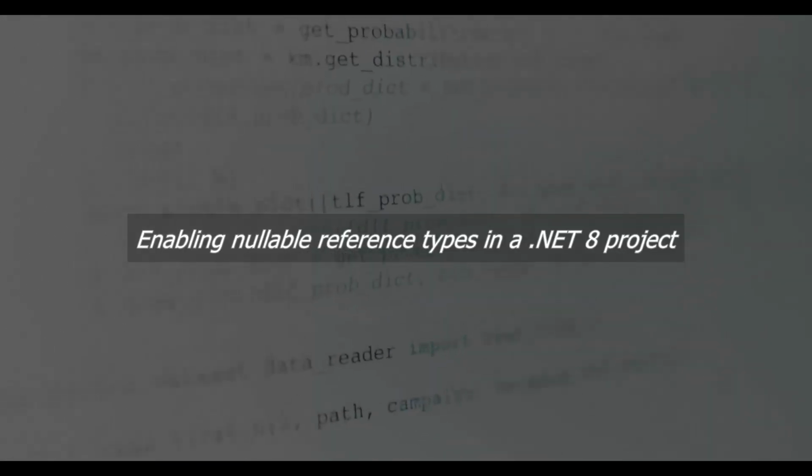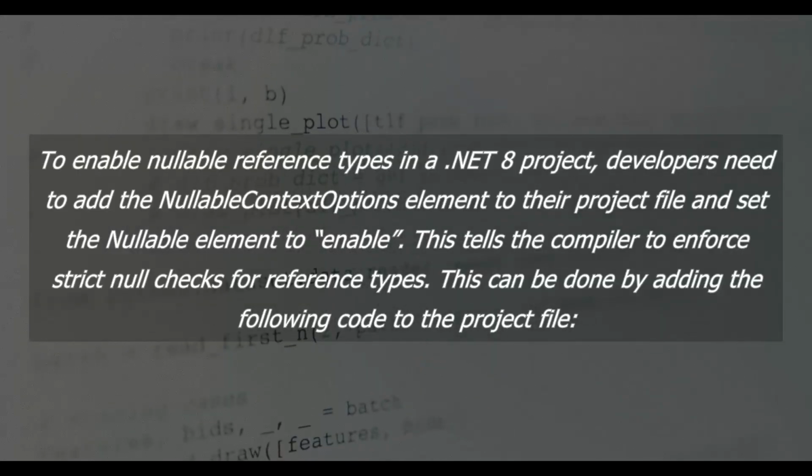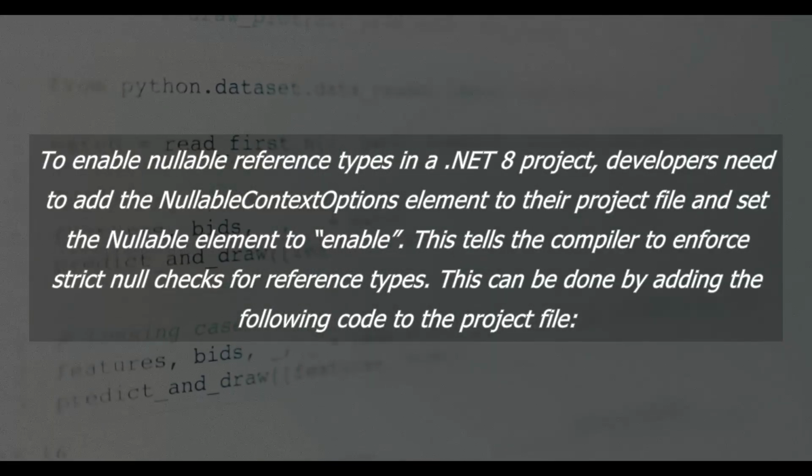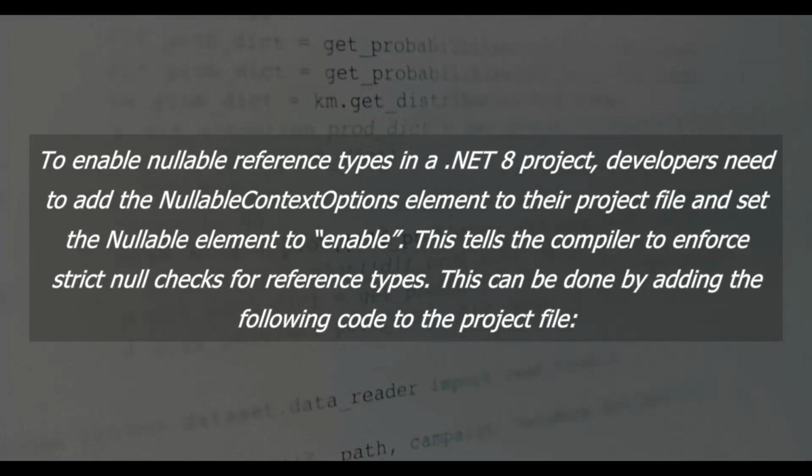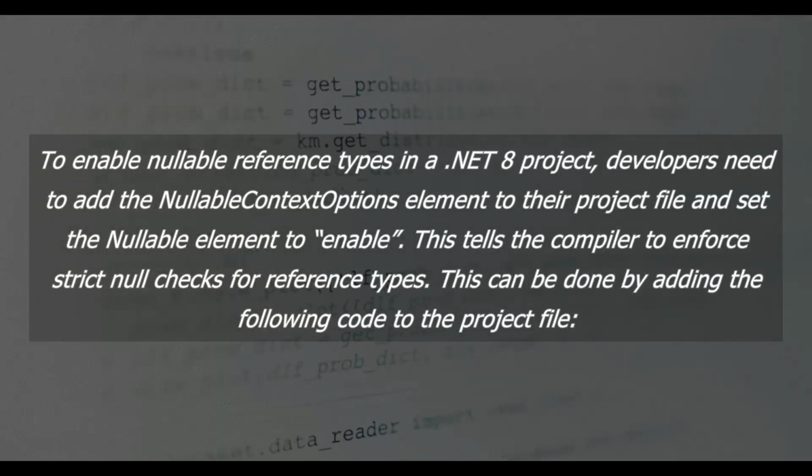Enabling nullable reference types in a .NET 8 project. To enable nullable reference types in a .NET 8 project, developers need to add the nullable context options element to their project file and set the nullable element to enable. This tells the compiler to enforce strict null checks for reference types. This can be done by adding the following code to the project file.